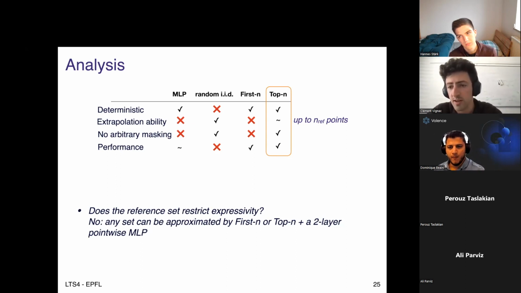One question that you can ask, which is valid for both first n and top n, is: if you always start from the same set, do you restrict expressivity? And the answer is no. Because you have an update layer afterwards, if you use first n or top n, you can still approximate any set or graph. It's not a limitation.